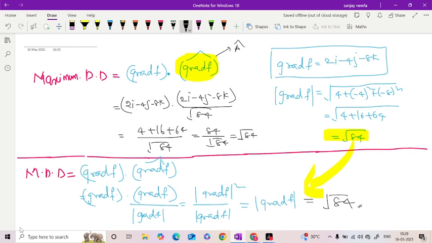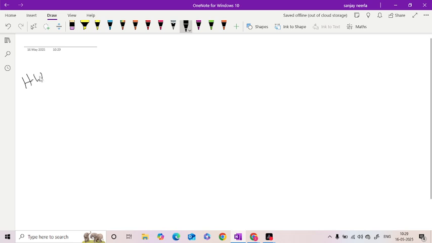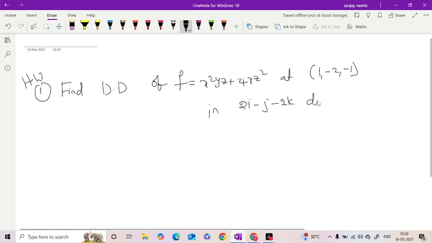Now I will give the homework problems to you. Just try to practice these problems. Homework problem, first one. I will give only one problem. Find the directional derivative of f equal to x square y z plus 4x z square at the point 1 comma minus 2 comma minus 1 in the direction 2i minus j minus 2k.